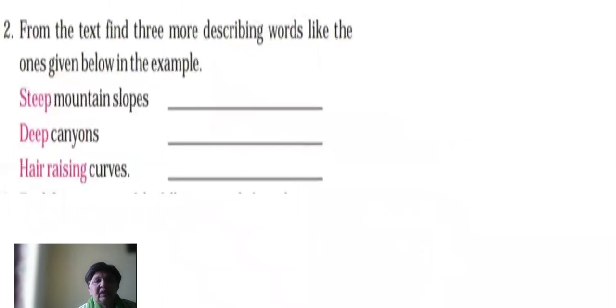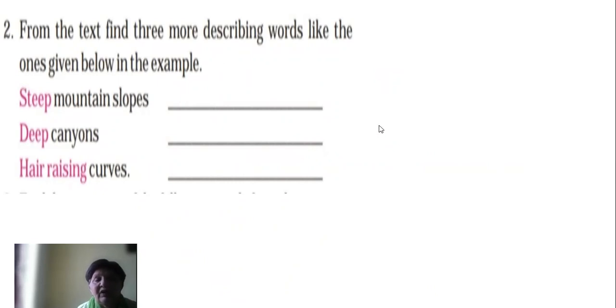Now here, describing words. Steep mountain slopes. How are the mountain slopes? Steep. Deep canyons. The canyons are very deep. Hair-raising curves. Hair-raising curves means what? Frightening curves, scaring curves, which scare you. The curves are such which scare you. Hair-raising means scaring.